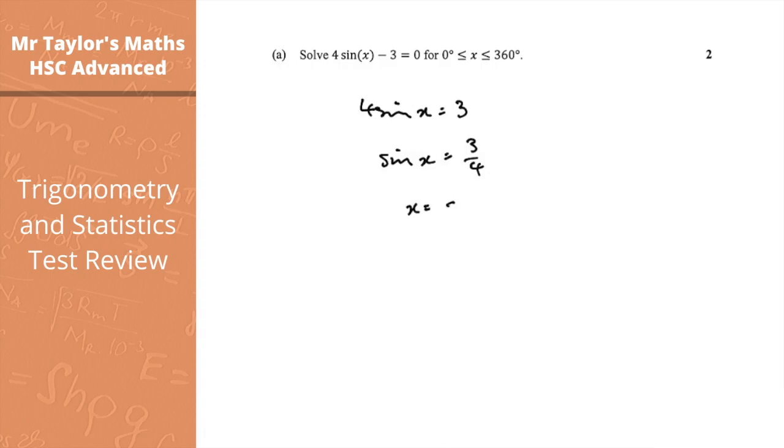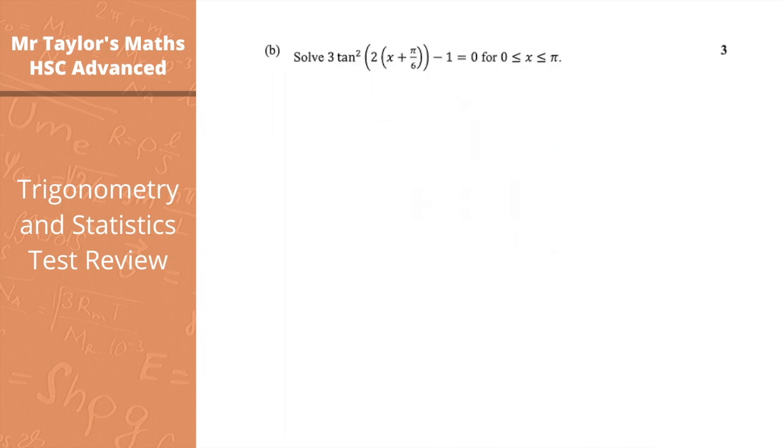We don't know the exact value of this, so we're going to need to use our calculator, and when we do, we definitely want it to be in degrees mode, so always be careful of that. And so I find my base angle as 48.59 degrees, and here this is positive, so I want positive 3/4. So the first quadrant is going to give me a correct answer, and also the second quadrant, which will be 180 minus that, so that's 131.41. So 2 solutions there.